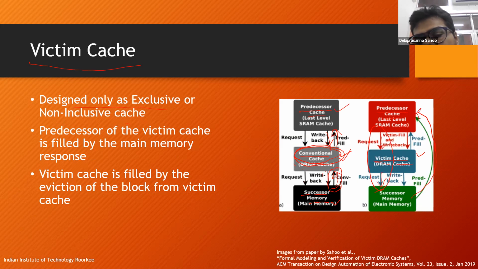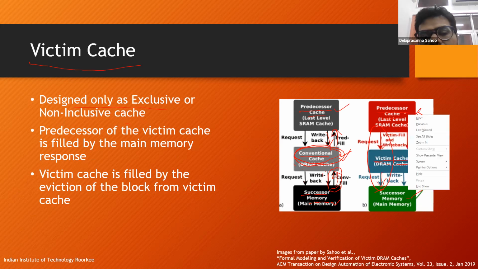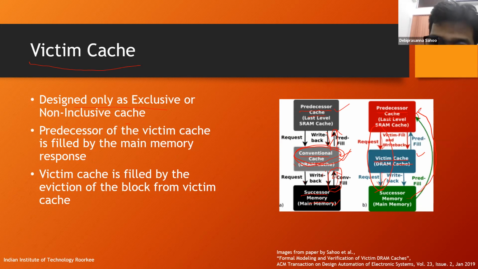Upon a miss from the victim cache, you do not talk to the victim cache from the successor memory. You directly fill the predecessor cache. Only when the predecessor cache is going to evict the line, you are going to fill the victim cache. So this victim cache is getting filled with the eviction of the line from the predecessor cache.